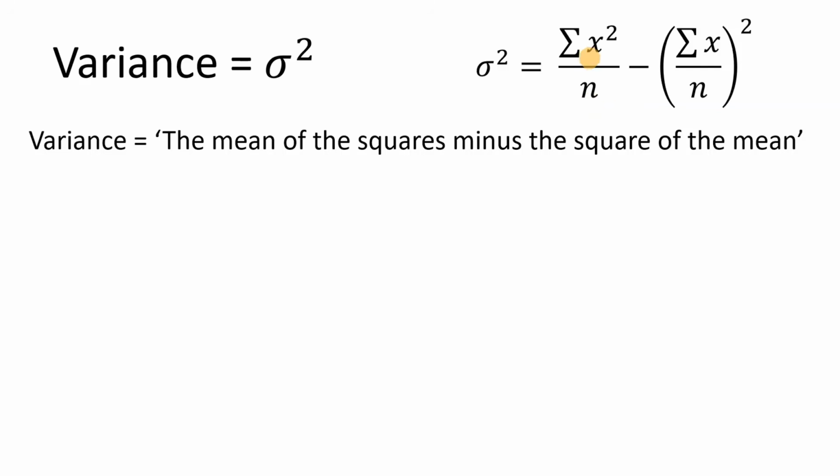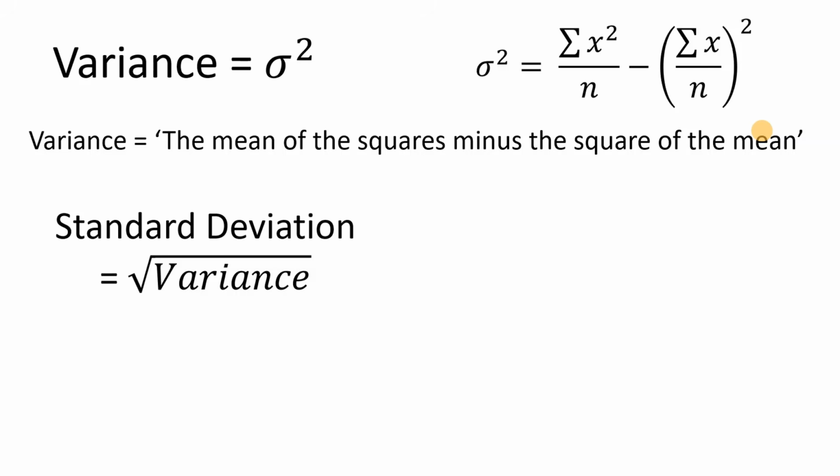This part here is the mean of the squares, because in the numerator, sigma x squared means every data point we're going to square it and then add them all together, and then we're dividing it by n. Then it's minus, and then this sigma x over n is actually the mean, because sigma x means we're adding all the data points together and then dividing by the number of data points. So this is the mean, and then we're squaring it, so this is the square of the mean. Okay, so this is the variance. We're going to go through an example in a moment to show how this actually works with data.